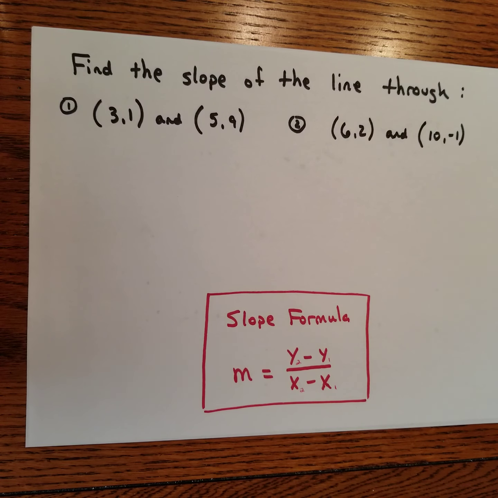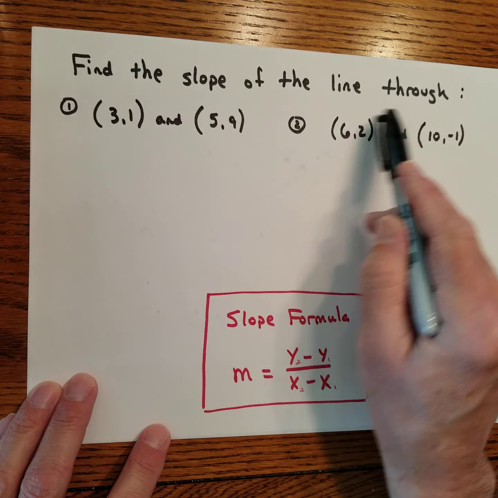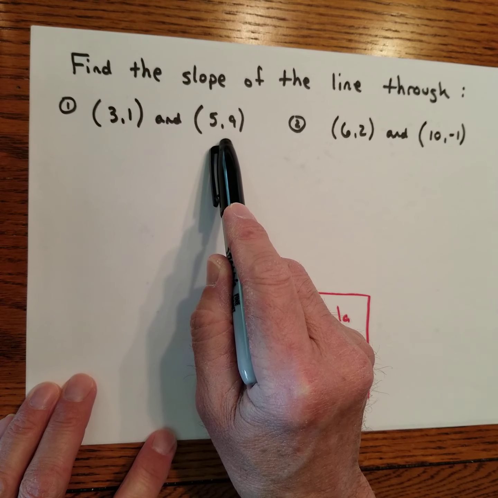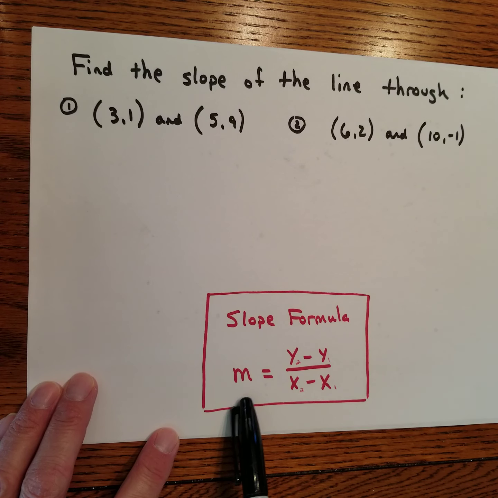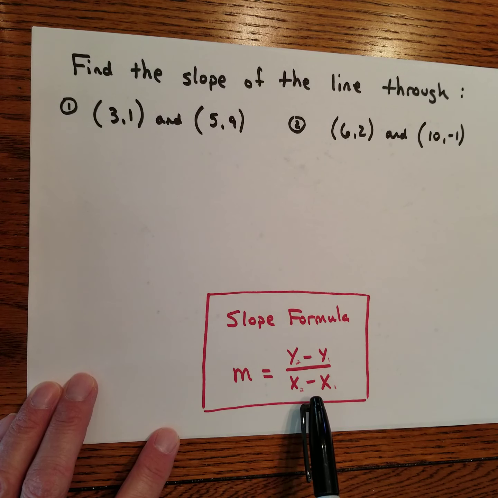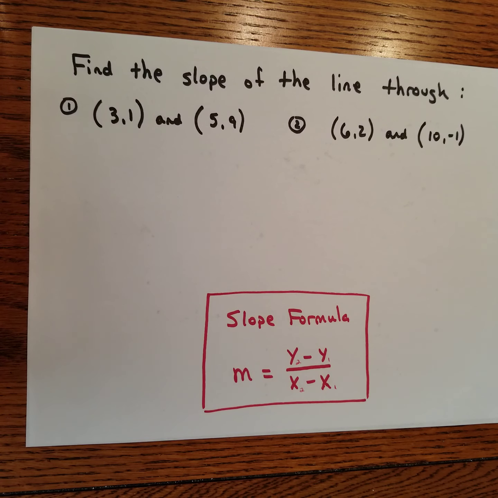In your assignment, you'll be asked to find the slopes of lines without having the graph to look at. Let's try number 1. Find the slope of the line through 3, 1 and 5, 9. The slope formula says subtract the y values, subtract the x values. Subtracting the y values gives you the rise. Subtracting the x values gives you the run.